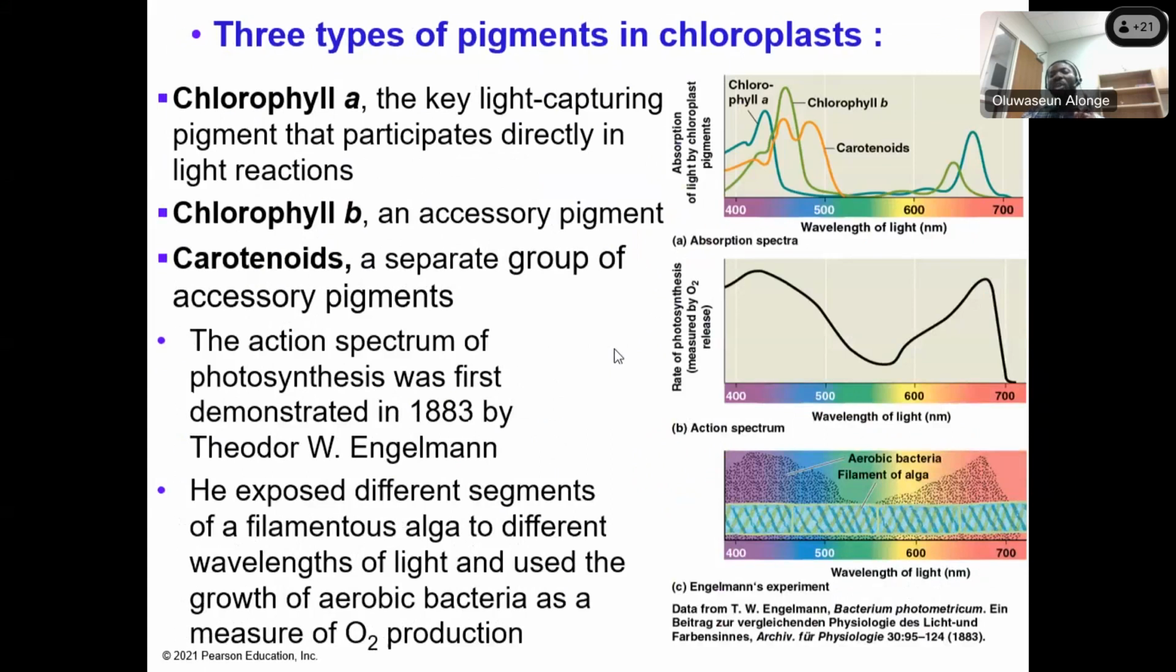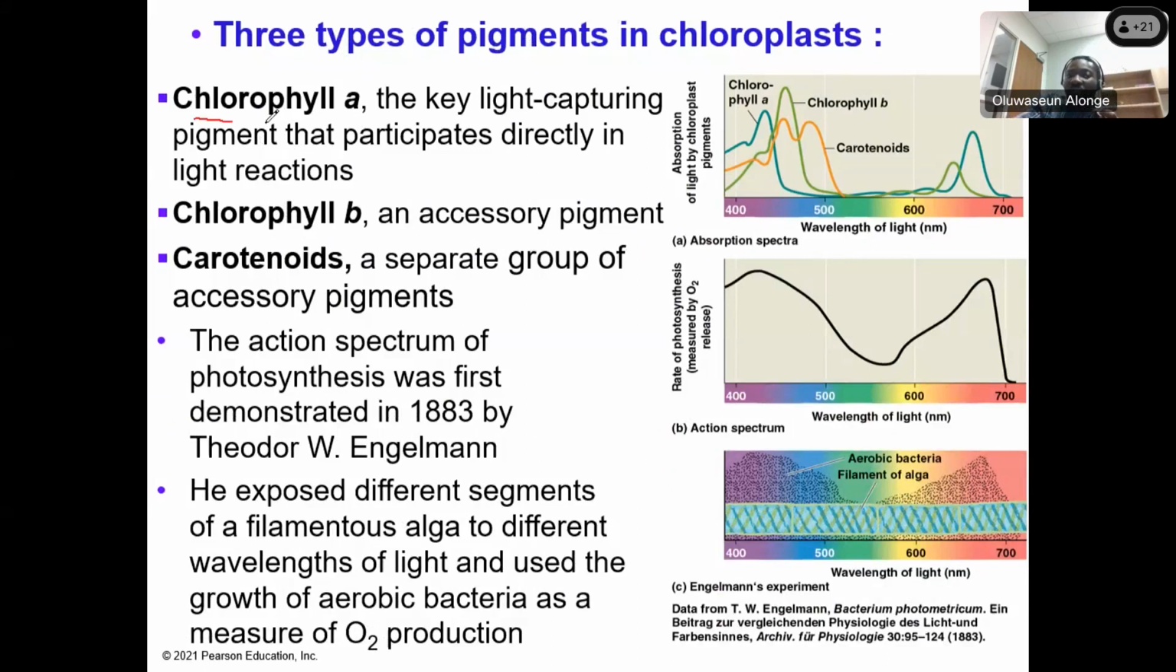Okay, cool. So we have 3 kinds of pigment in every chloroplast. We have chlorophyll A, chlorophyll B, and the carotenoids. Now, chlorophyll A is actually the major chlorophyll that we talk about when we talk about chlorophyll. So sometimes we even just say chlorophyll, but we mean chlorophyll A.